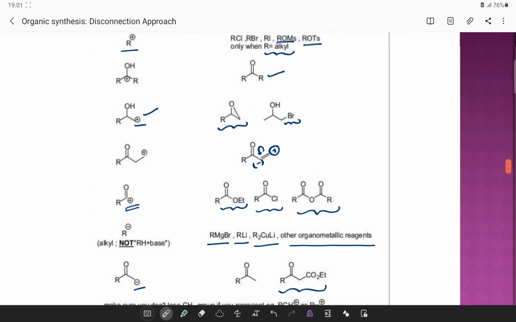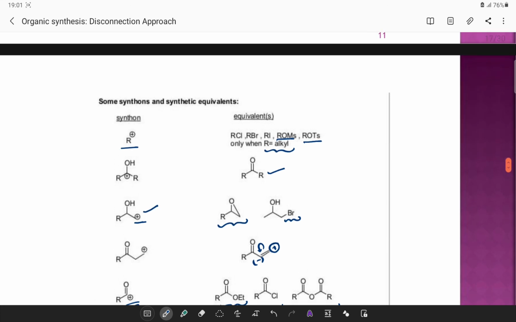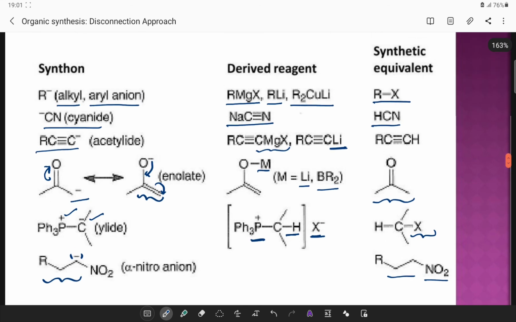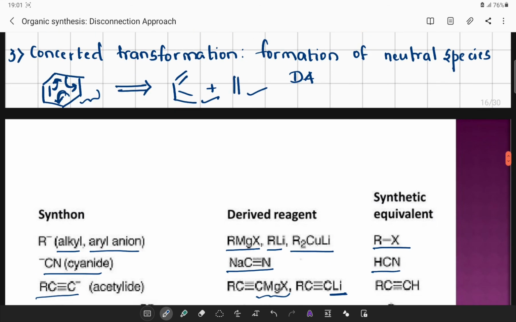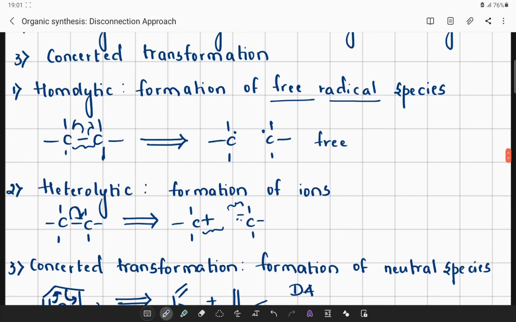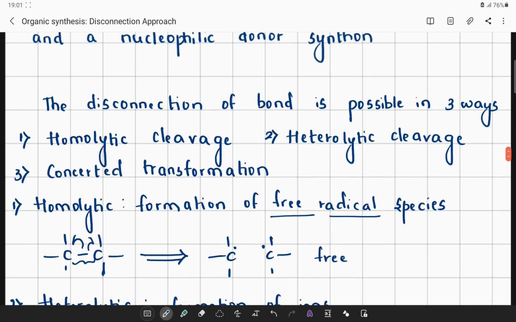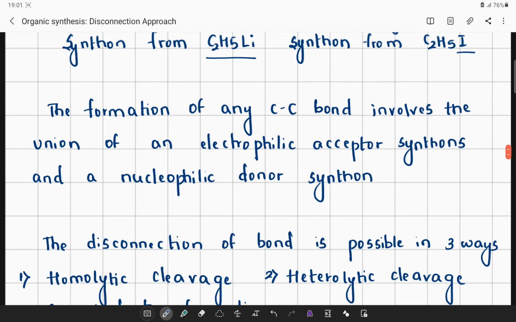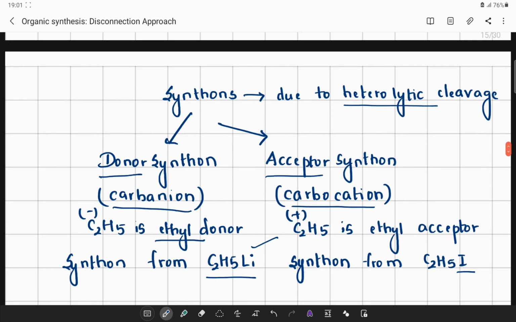And then we have tried to understand, if there is an acceptor type of synthon, how I can get its respective synthetic equivalent. If there is a donor type of synthon, how can I get its synthetic equivalent? And then how we could get a concerted transformation, heterolytic cleavage, and homolytic cleavage, and how the disconnection of a bond is possible in 3 different ways. We have also understood how synthons are of 2 types: one is a donor synthon and the other an acceptor synthon.